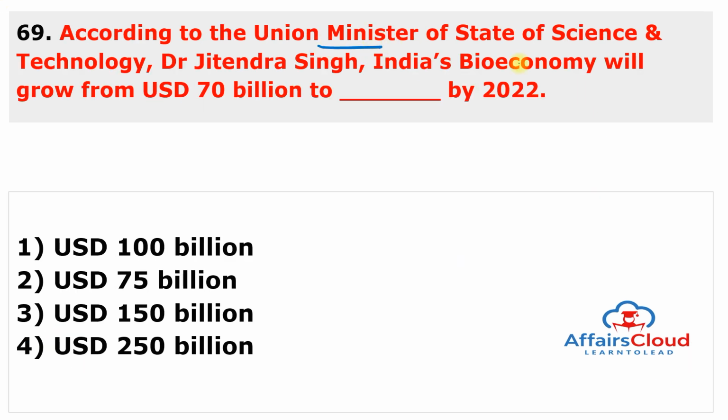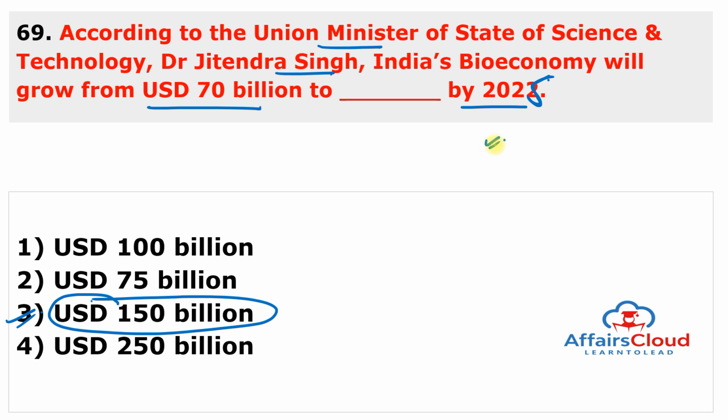According to the Union Minister of State for Science and Technology, Dr. Jitendra Singh, India's bioeconomy will grow from $70 billion to dash by the year 2022. And this is like $150 billion. So, the answer of this question is 3. And it is not by the year 2022, it is by the year 2025.